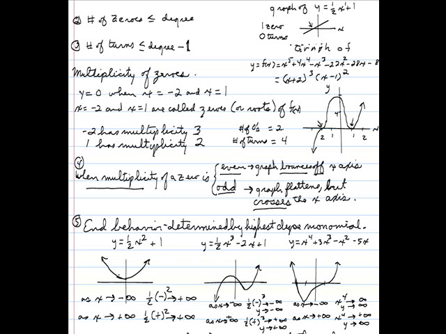Notice also number of zeros 2, that's less than or equal to the degree, which was 5. Number of turns 4, that's actually equal to the degree minus 1. So the rules we saw for the first simple graph up here are holding for the more complicated graph.